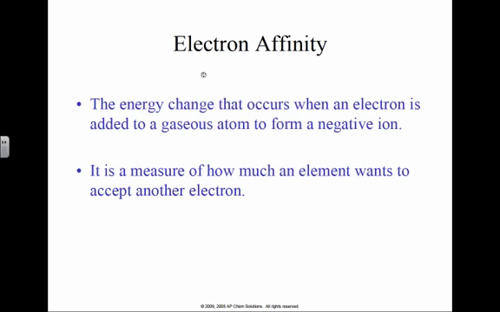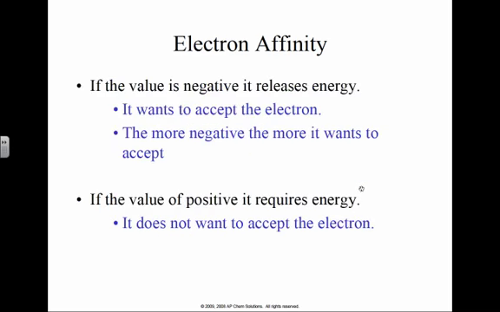Electron affinity is the energy change that occurs when an electron is added, not removed, added to an atom to form a negative ion. It's a measure of how much an element wants to accept another electron, but remember, we don't use terms of wanting and desire. If the value is negative, it releases energy. Okay? It wants to accept an electron. The more negative, the more it wants to accept it. If the value is positive, it requires energy for you to give an electron to it. It does not want an electron.